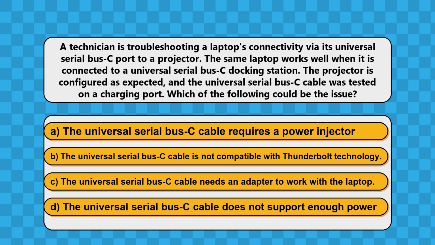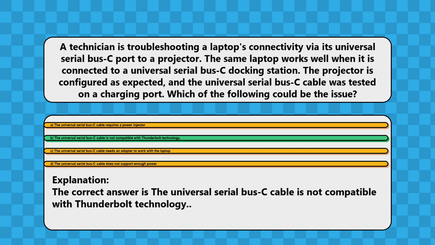Option A, the universal serial bus C cable requires a power injector. Option B, the universal serial bus C cable is not compatible with Thunderbolt technology. Option C, the universal serial bus C cable needs an adapter to work with the laptop. Option D, the universal serial bus C cable does not support enough power. The correct answer is option B, the universal serial bus C cable is not compatible with Thunderbolt technology.